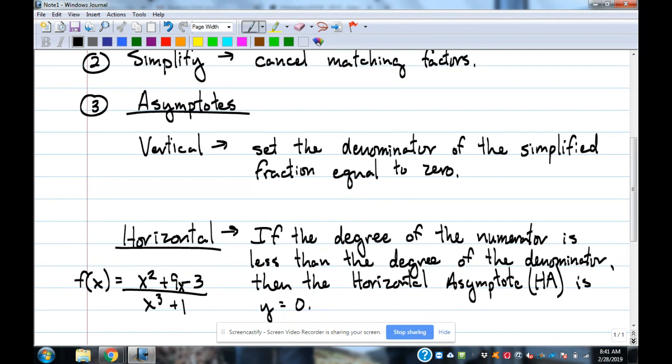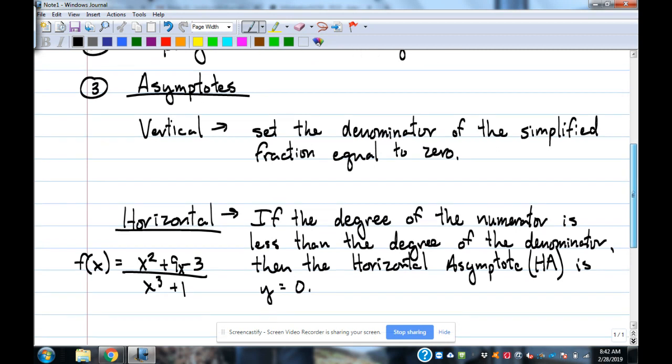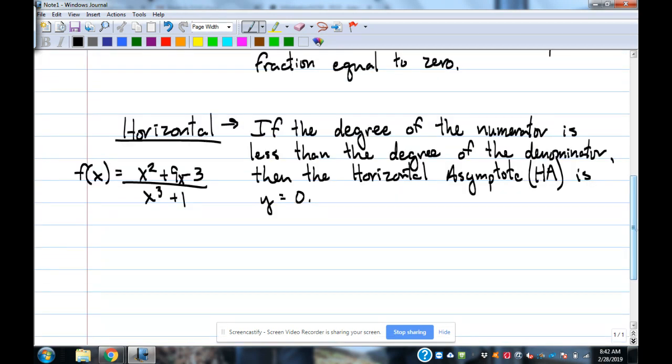Your horizontal asymptote is at y equals 0 automatically. Okay. So y equals 0 is a horizontal line, a dotted horizontal line when we draw the graph. That only happens if the numerator has a degree that's less than the denominator. That's when that happens, okay?